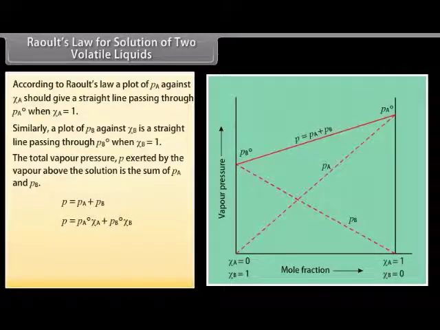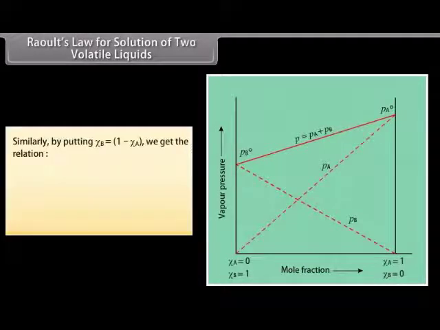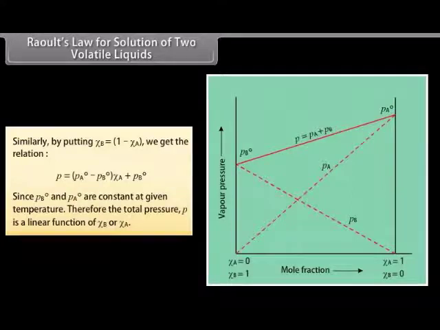By putting XA = 1 - XB, we get the relation P = (P°B - P°A) × XB + P°A. Similarly, by putting XB = 1 - XA, we get the relation P = (P°A - P°B) × XA + P°B. Since P°B and P°A are constant at given temperature, therefore, the total pressure P is a linear function of XB or XA.